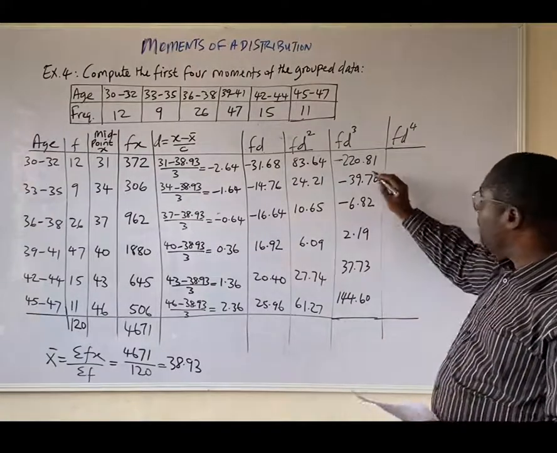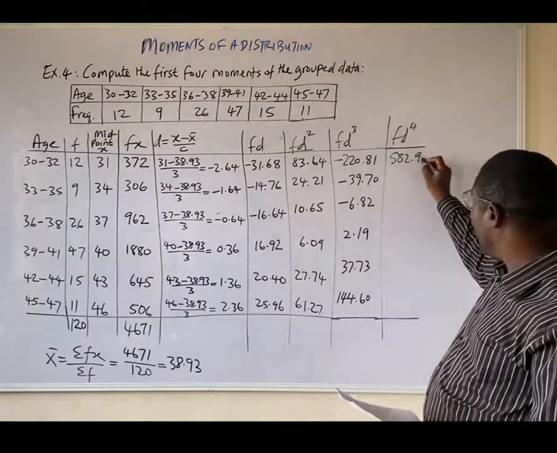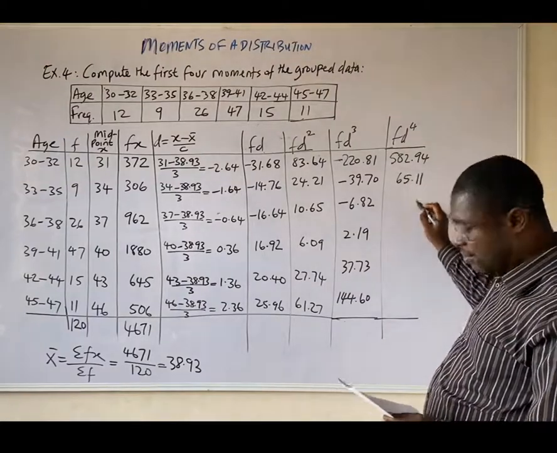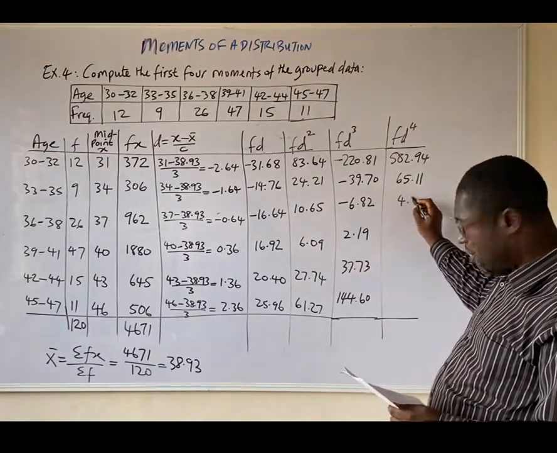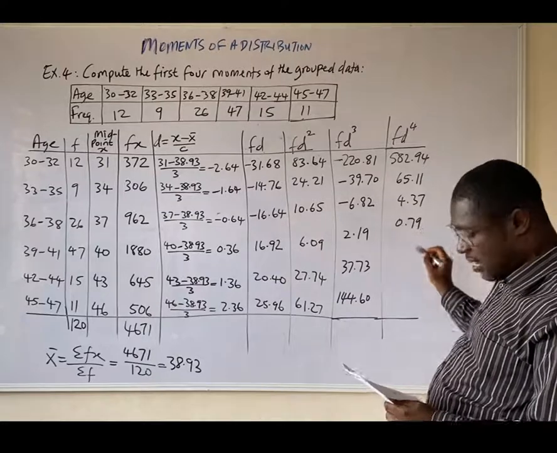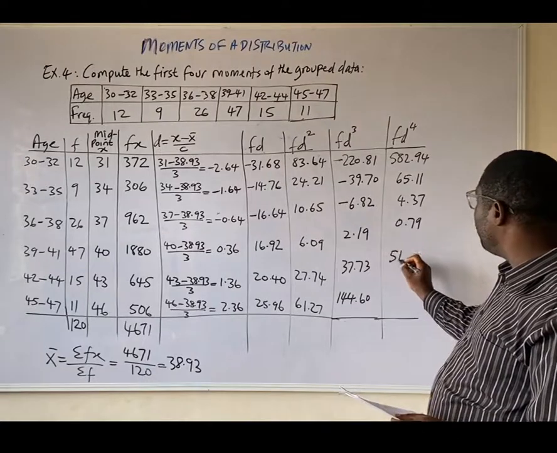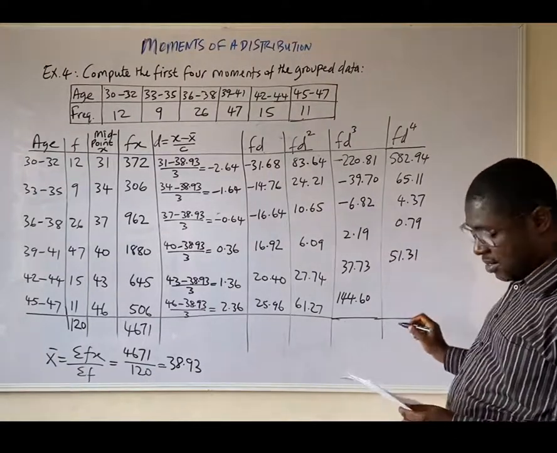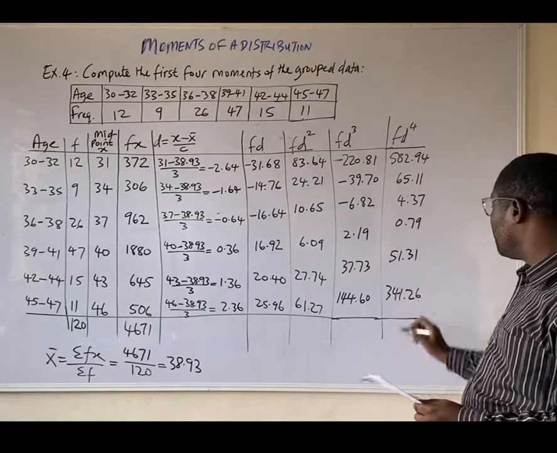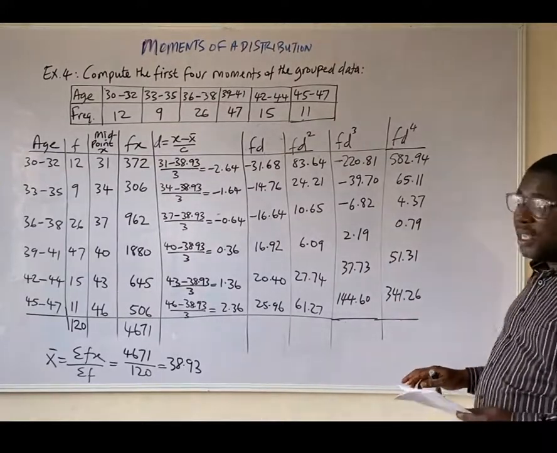Now the first one here should be 582.94. The next one should be 65.11. The next one is 4.37. The next one is 0.79. Hope you are following. The next one is 51.31. Then the last one is 341.26. So, 341.26. What's the next thing we do?